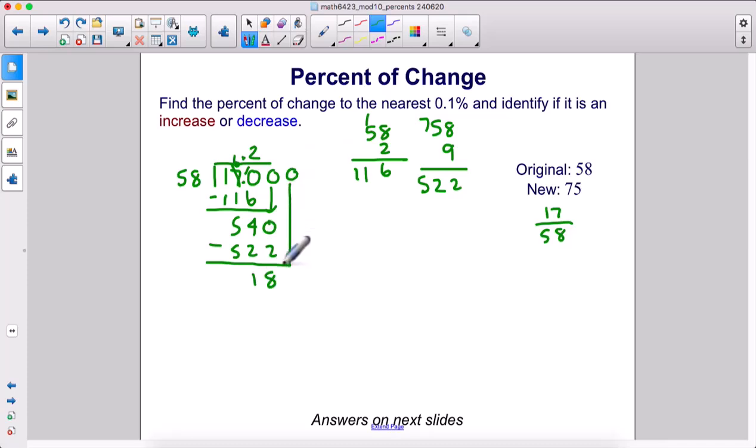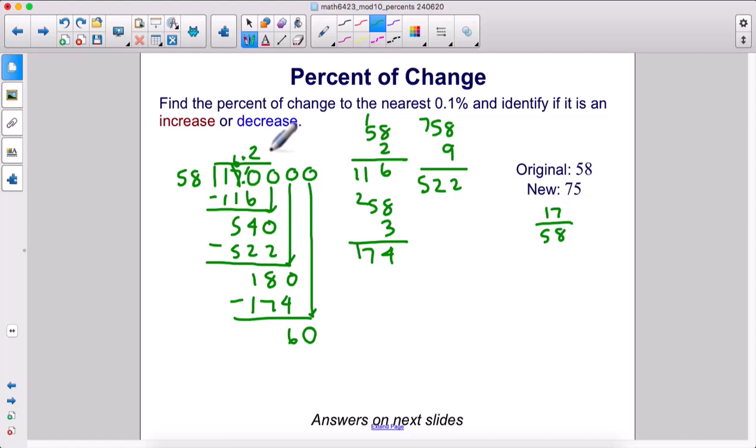We need another 0. 58 into 180. All right, let's try 3 times. Okay, so 4, 2, so 174. Okay, so that's a difference of 6. And we put another 0. That goes in 1 time. Oh, I forgot to write the numbers up here. Okay, so it went in 2, and then it went in 9 times. And then it went in 3 times. And then that goes in exactly 1 time. So that's all the digits we need.